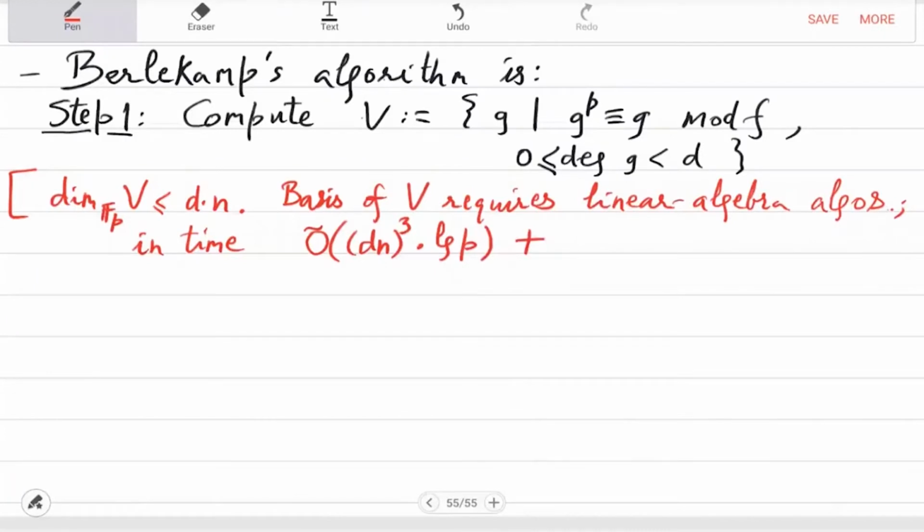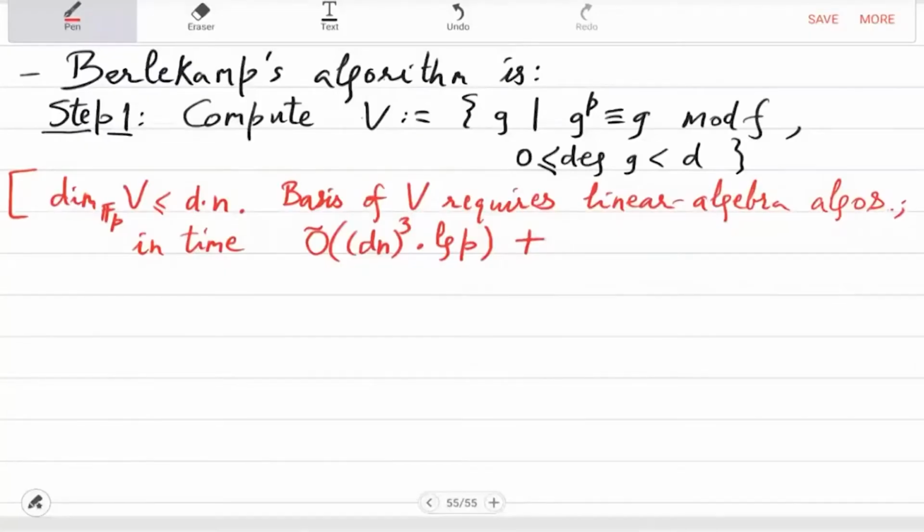But even before you apply the linear system solver, you had to construct this matrix, right? So the construction of the matrix also costs a bit, because you have to compute x^(pi), y^(pj), and then you have to divide mod f and compute the remainder. So all that also costs something, but it will not be as dominating as this. So this is the dominant term. But just for satisfaction, we can also write down that expression.